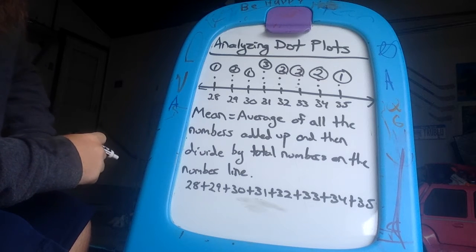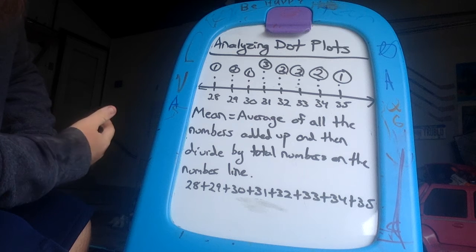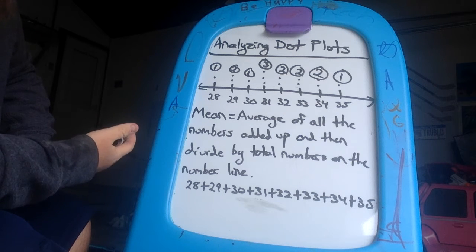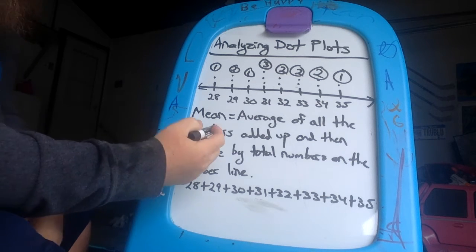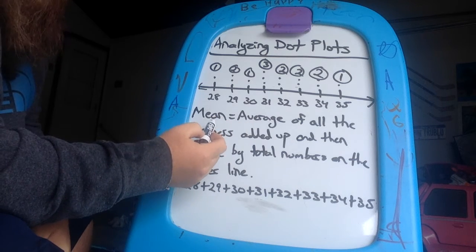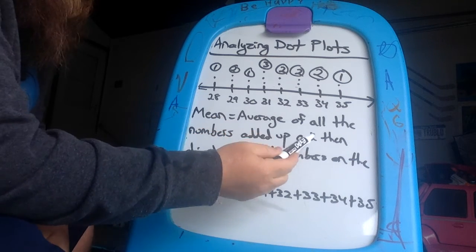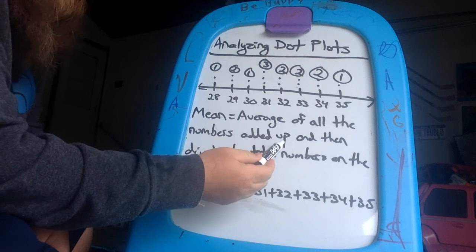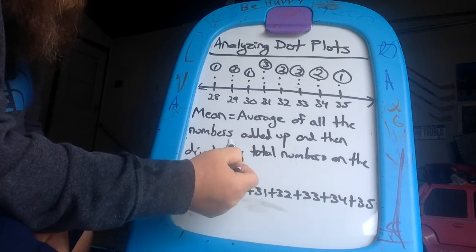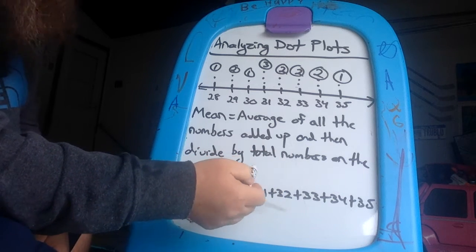Our focus today is just going to be on the mean, and how to analyze and interpret a dot plot to find it. As you can see, the mean, like I said before, is the average of all the numbers added up and then divided by the total numbers on the number line.